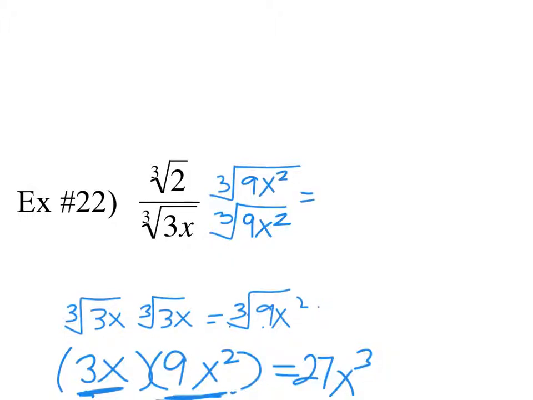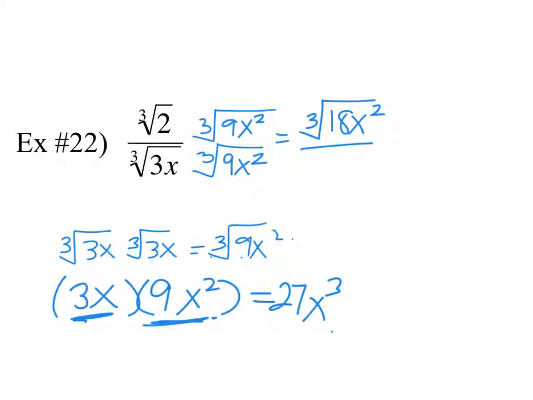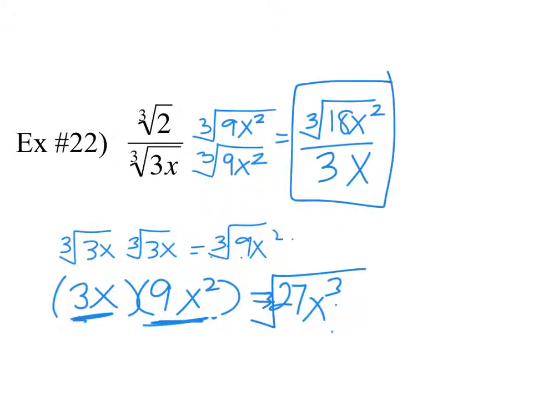That's the hardest part for people because they're so used to just multiplying by exactly what you see. And that works for square roots, but it does not work for cube roots. All right, so let's do it. I get the cube root of 18x squared. And then on the bottom, we end up with the cube root of 27x cubed. What's the cube root of 27? 3. What's the cube root of x cubed? X. And that's your answer.